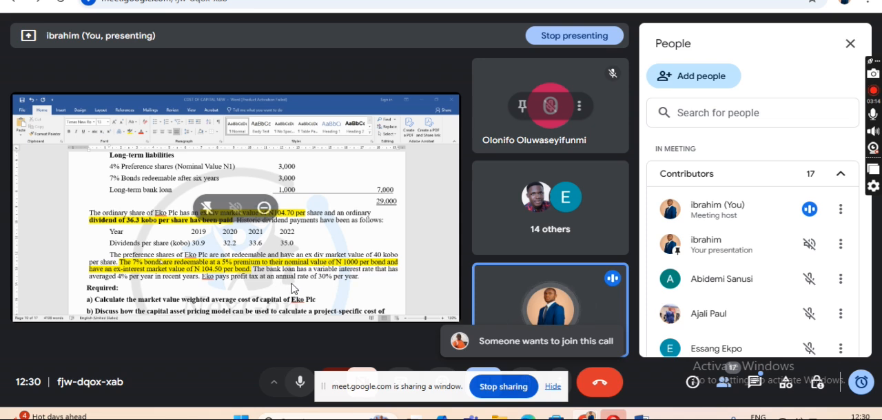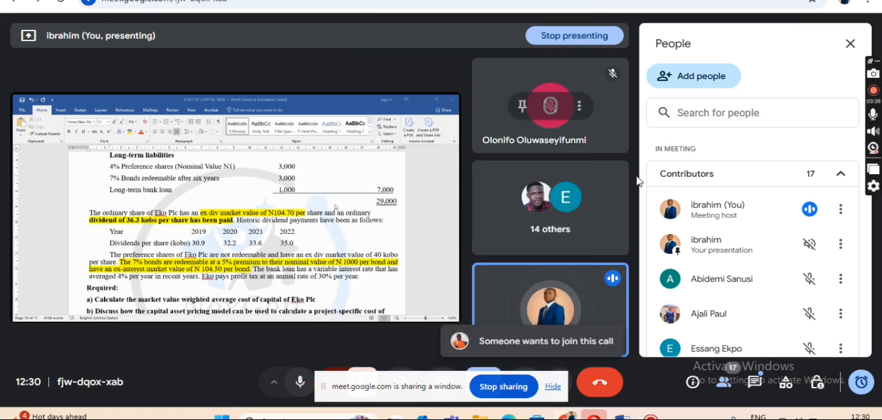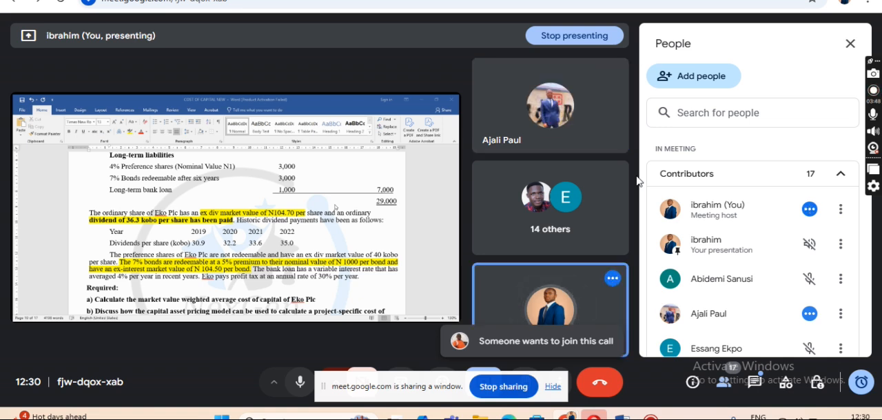So now let's quickly go and calculate the cost. When we want to calculate the cost of a redeemable debt, what do we use to calculate anything that is redeemable? Can anyone help us with that? What are we going to use to calculate the cost of redeemable debt? Please unmute your mic. It is IRR, internal rate of return. Yes, thank you. Rachel, well done. Thank you too.